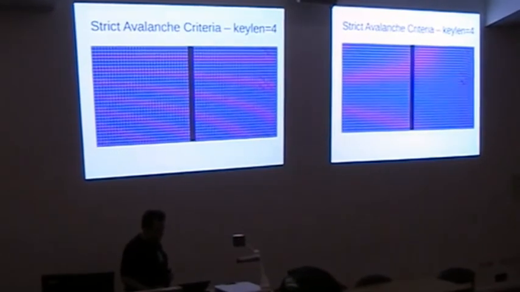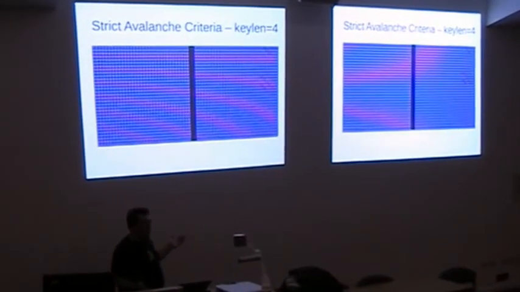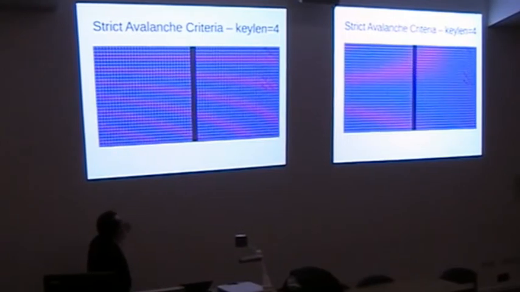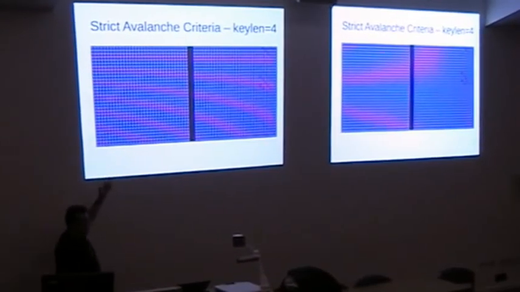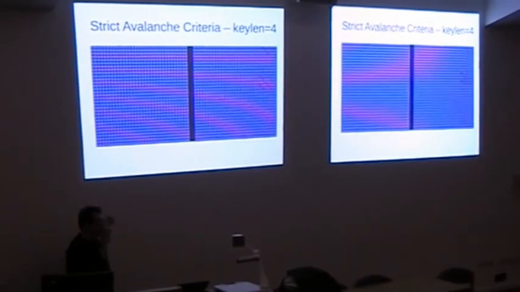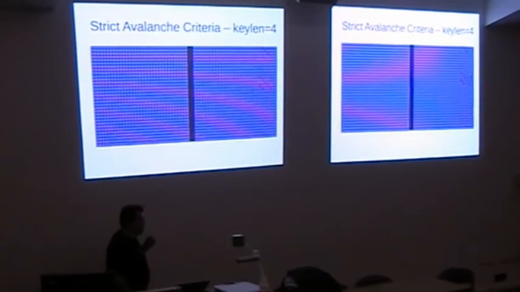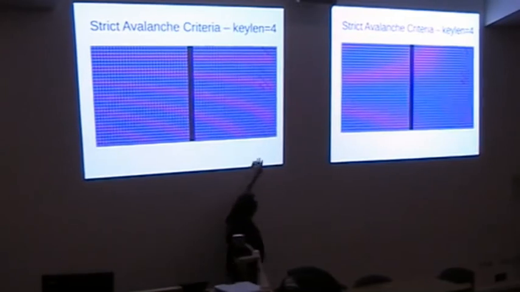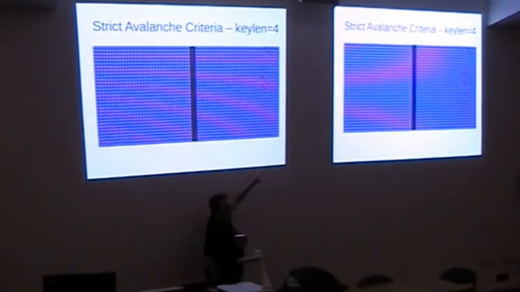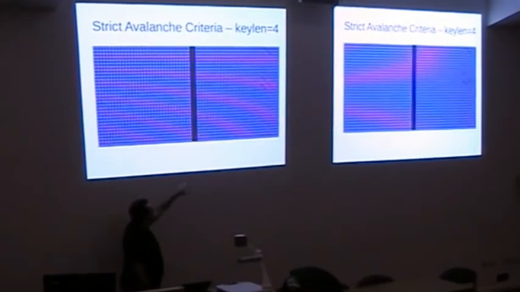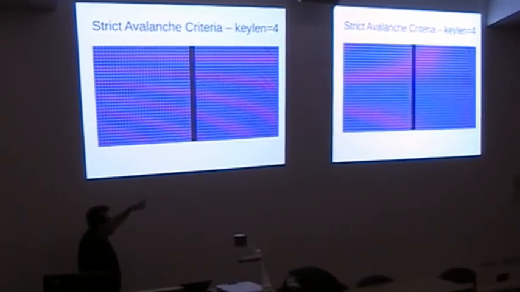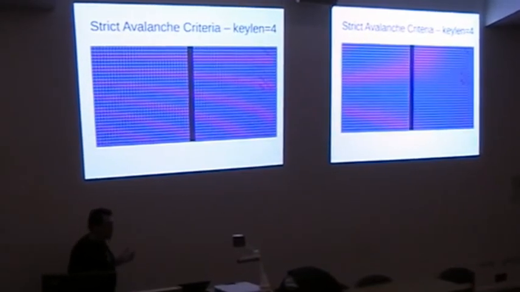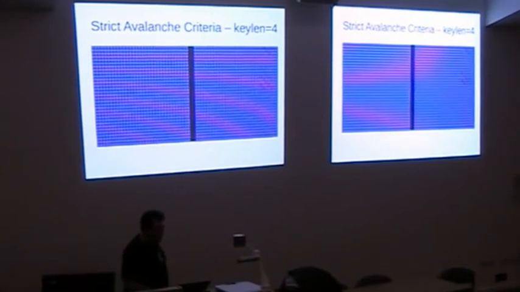Now we go up one more, and we can see that we actually have good hashing. All of the output bits are changing 50% of the time. There's a little bit of a problem in that the last byte of the key is still not affecting the output as much as it should. This should be completely blue, and there's a little bit of red in there. That's intrinsic to this hash function. We're not really going to make it go away.